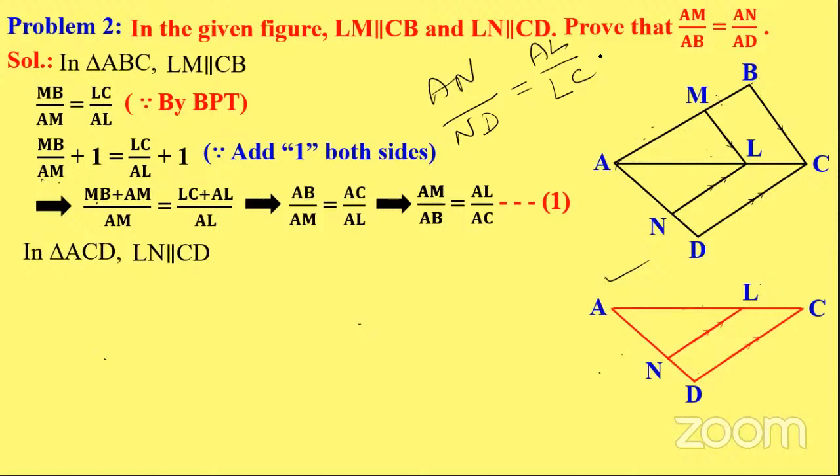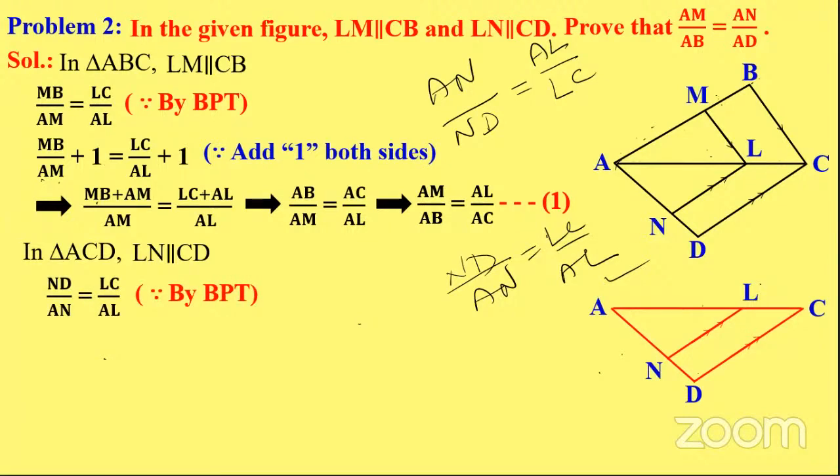Now let us reverse both sides. When we reverse it, it becomes ND by AN is equal to LC by AL, isn't it? Yes, sir. Both sides reverse the ratios. ND by AN is equal to LC by AL. Now I am taking that.